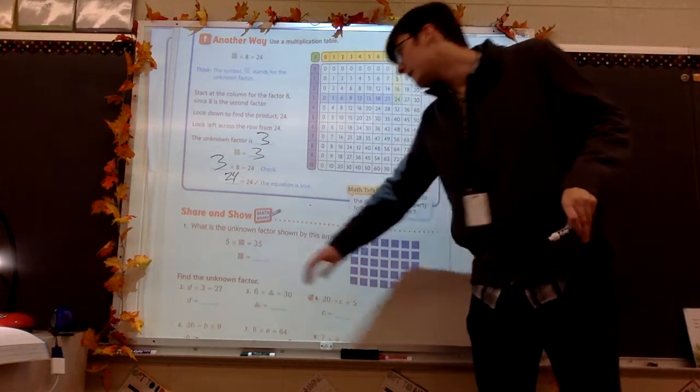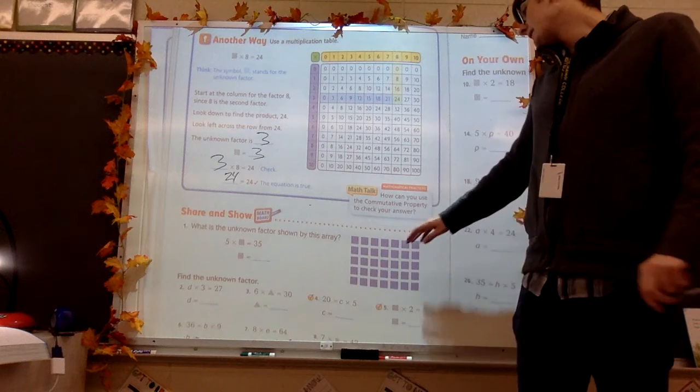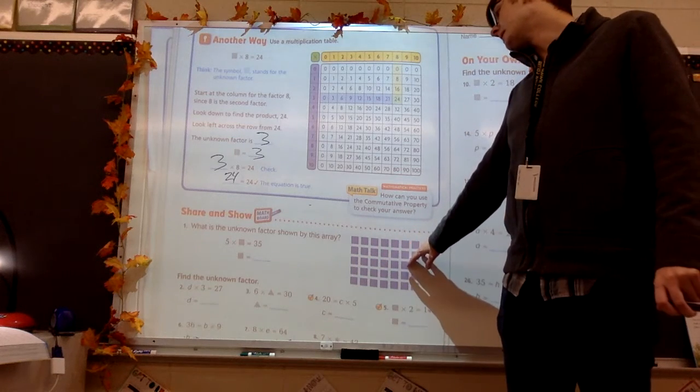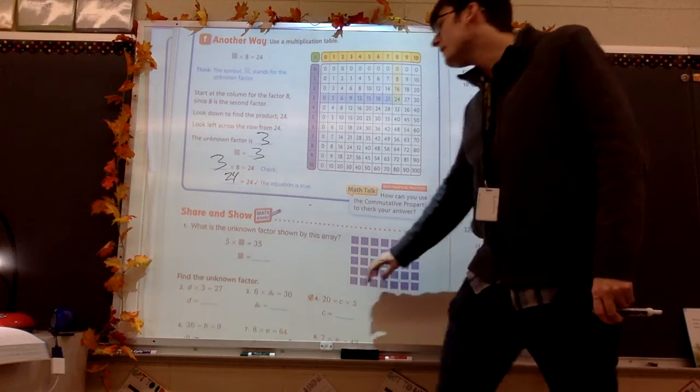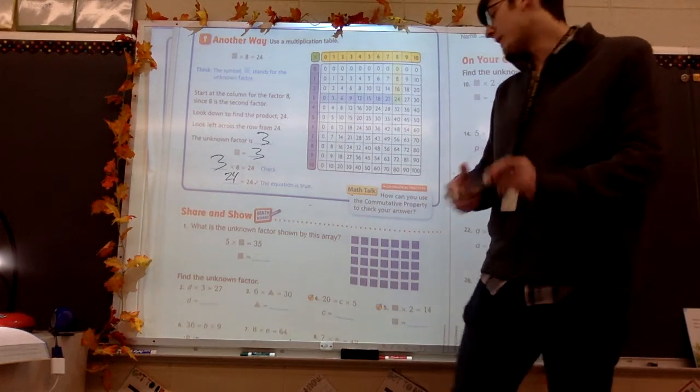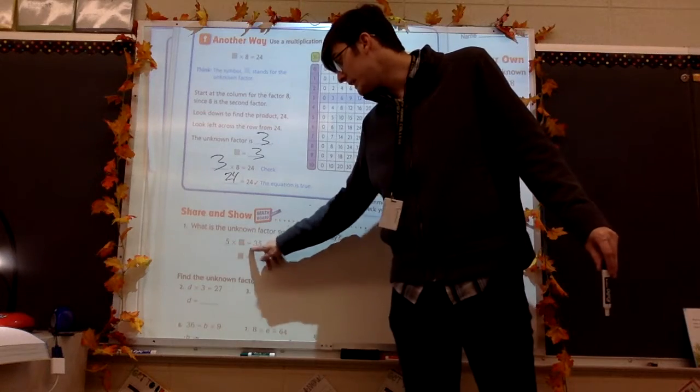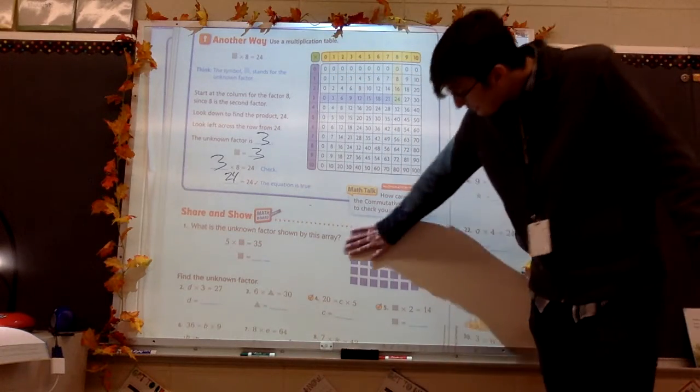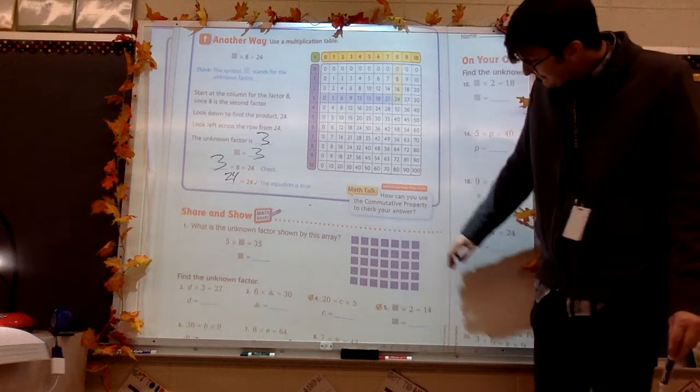So right down here, they have us do the array again. So we'll quickly go over the array. So number 1, what is the unknown factor shown by this array? 5 times blank equals 35. They have our array right here, okay?